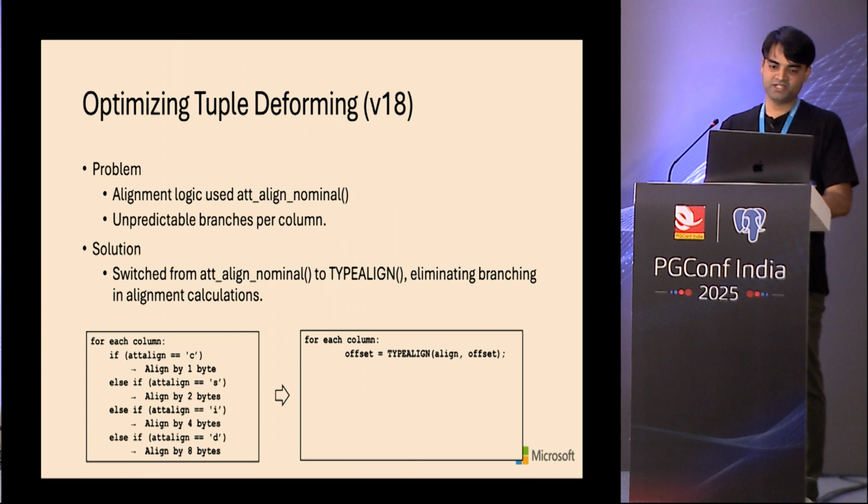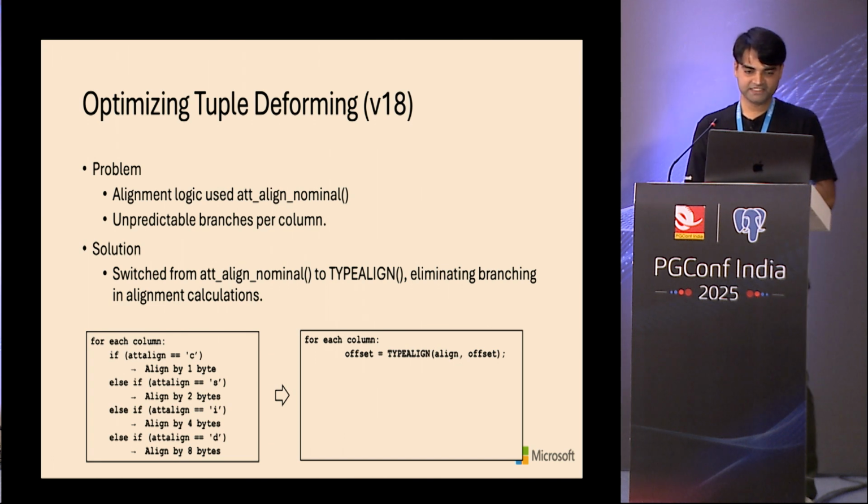The next is alignment. Tuples can have fixed width attributes and variable width attributes. So you have to check for each tuple what the length of that column is.